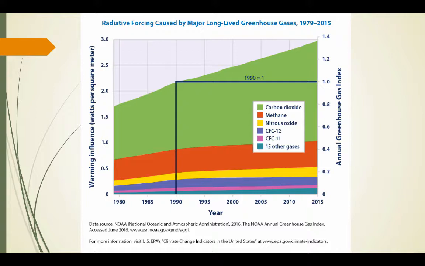So this is the basic idea of, again, how our climate system functions and how we are changing it. And you can see in this figure that carbon dioxide is kind of the main player here. And it continues to rise and rise and rise as we burn more and more and more fossil fuels.